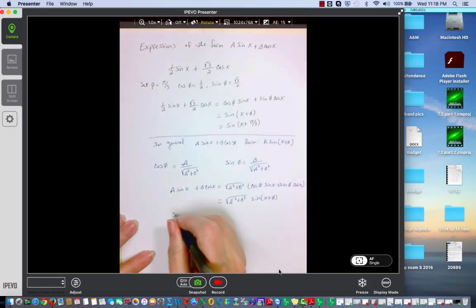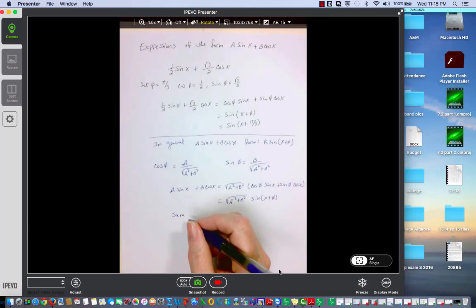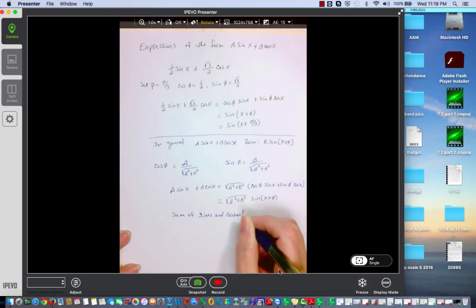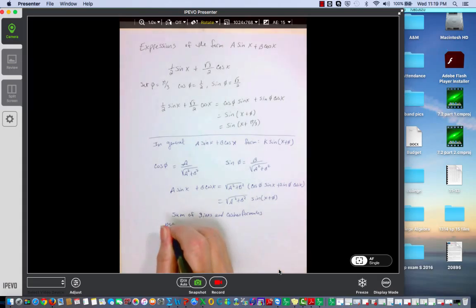This leads us to the sum of cosines, sines, and cosines formula. This will be on page 550 in your book, is where you can find the formulas for that. All right, so we are going to use our sum of sine and cosine, and we are going to do an expression.